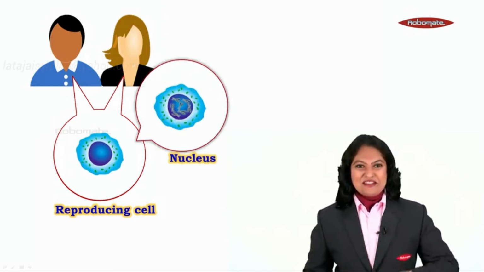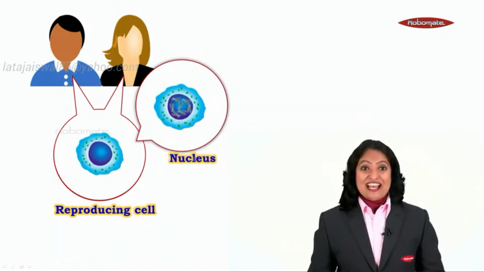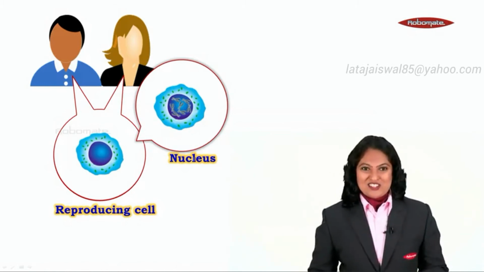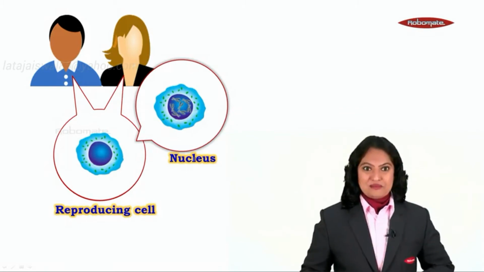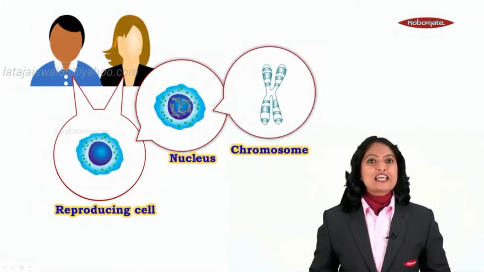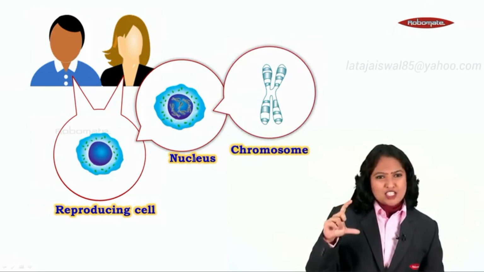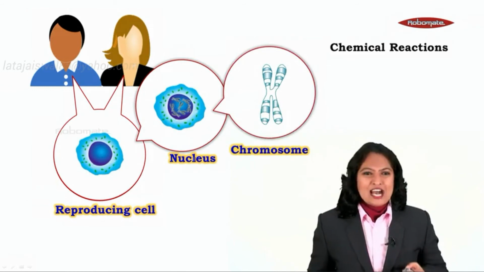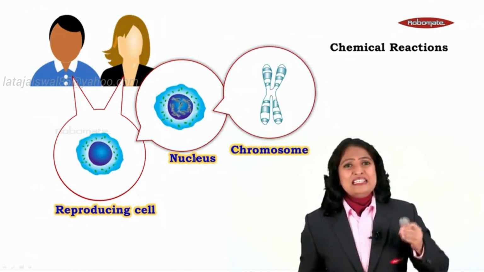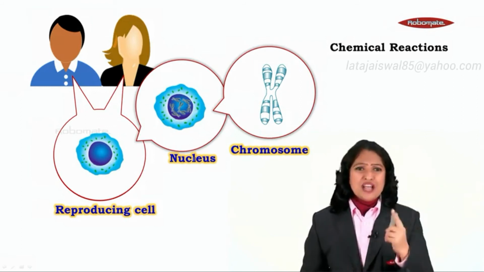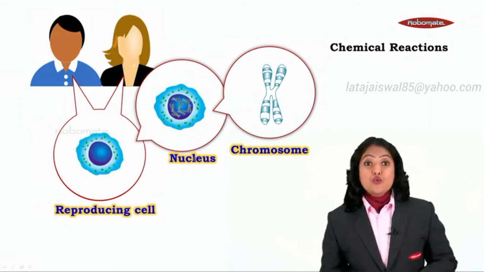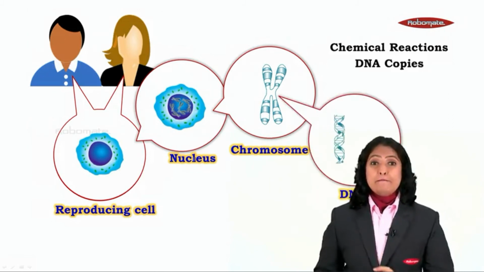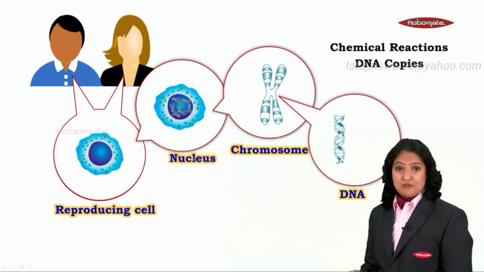Let me take you down memory lane. Last year we all studied that inside the nucleus there are fine colorful thread-like structures called chromatin fibers. They condense and coil around themselves, becoming short colored chromosomes. These chromosomes are none other than the DNA molecule wound around itself, and through various chemical reactions, DNA copies are made during the process of reproduction.